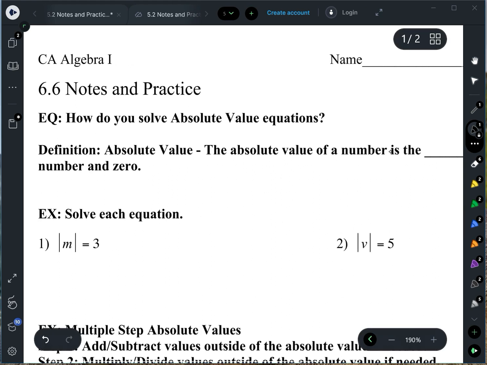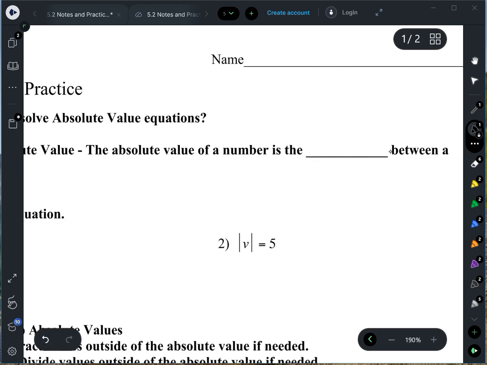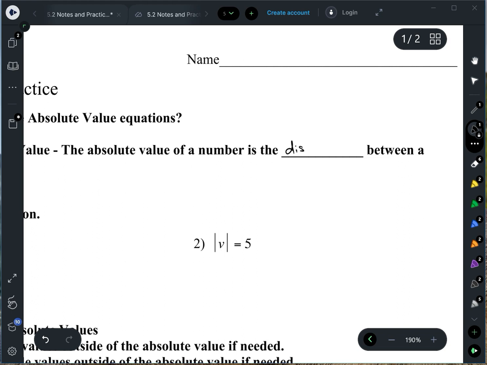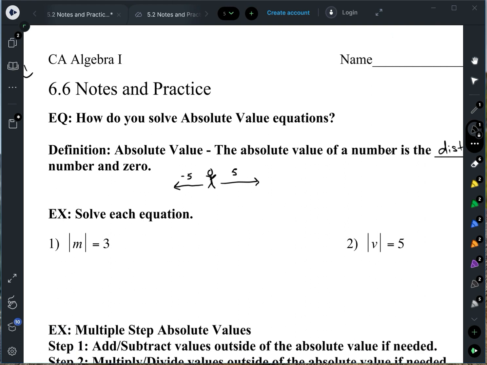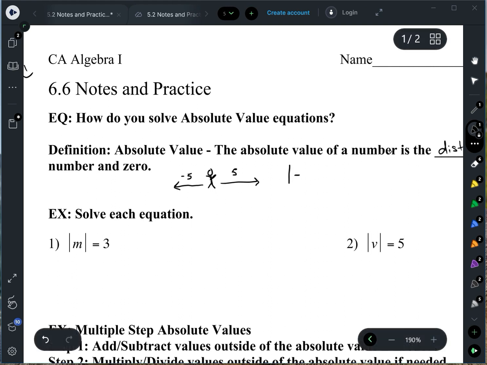So first off, the definition of absolute value. The absolute value of a number is the distance between a number and 0. What you can think of is, say you are standing somewhere, and if you walk 5 steps forward, you travel the same distance as if you travel 5 steps backwards. So that essentially is the same distance totally from where you started. Fun fact: an absolute value creates a positive number from any negative number.